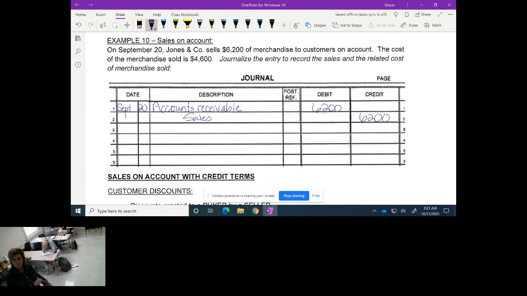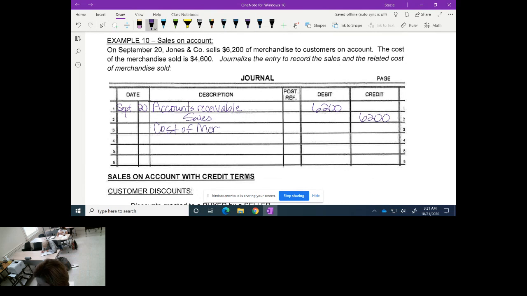Okay, and then what's the next part? Cost of merchandise. Y'all always remember, because when you get on a test, you're going to have everything thrown into one test. So you've got to first think of, is it a purchase or a sale? If it's a purchase, you've got 2 parts to it. If it's a sale, you've got 4, because you've got to put the cost in here.